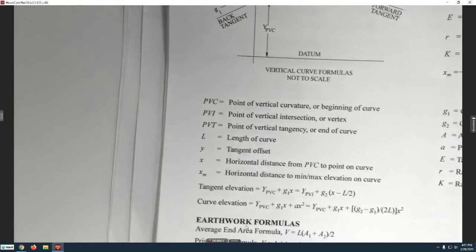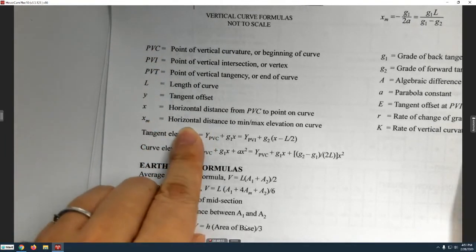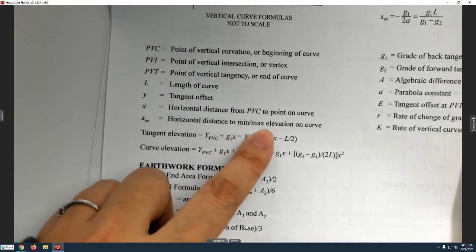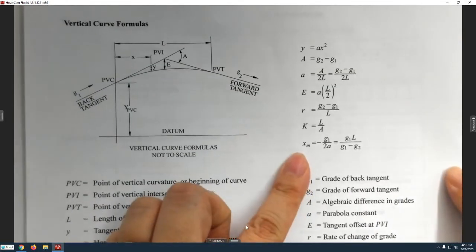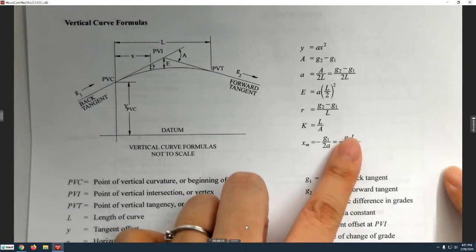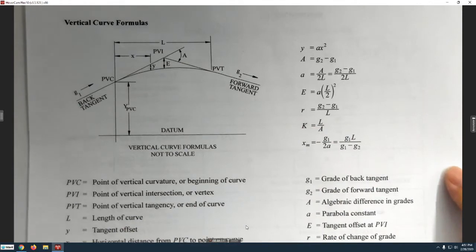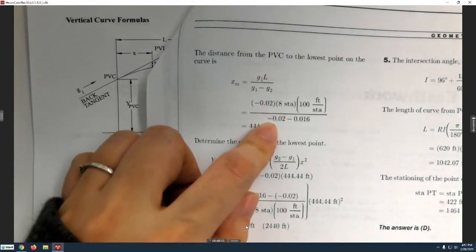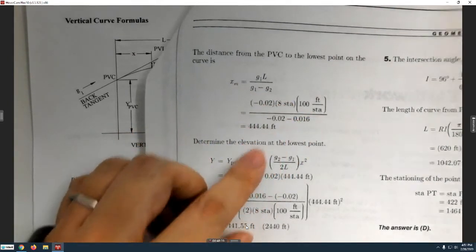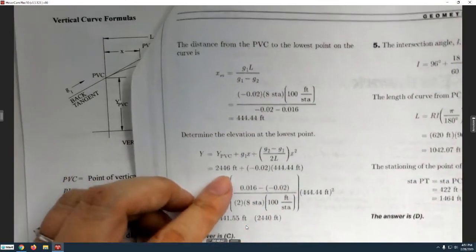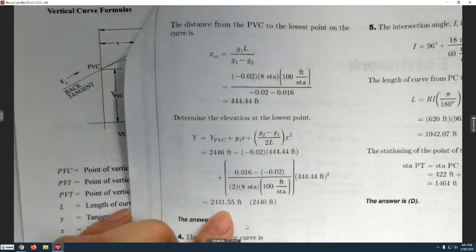Okay. Now the question is, what is the X? The lowest point. Let's check again. Here. Oh, here. This is the horizontal distance to minimum or maximum elevation on curve. Okay, so XM, lowest highest point. And then the equation of XM is given here. Again, we know G1, G2, L. We can do the calculation. Plug in the numbers. So G1 here, G2 here, and then L here, and then do the XM, and then plug in the XM as X and everything else given here. So you have the final answer here.